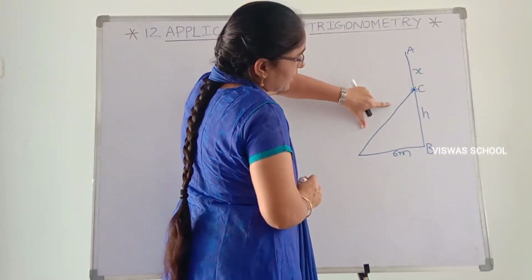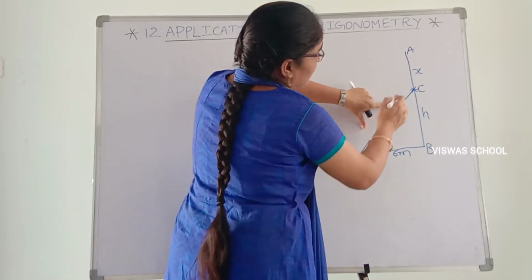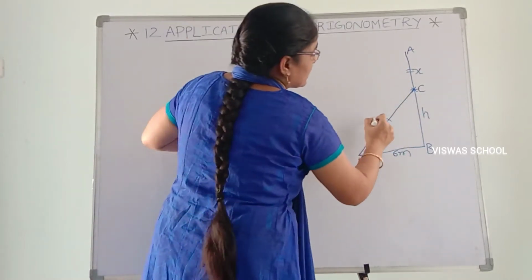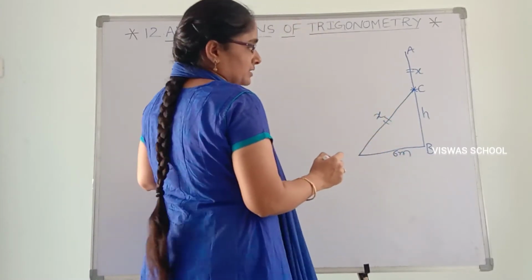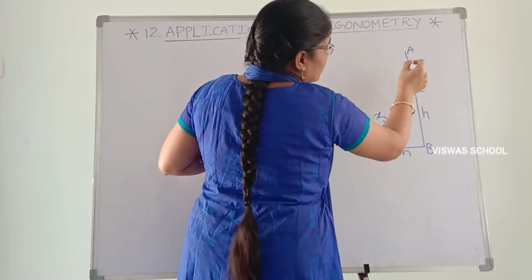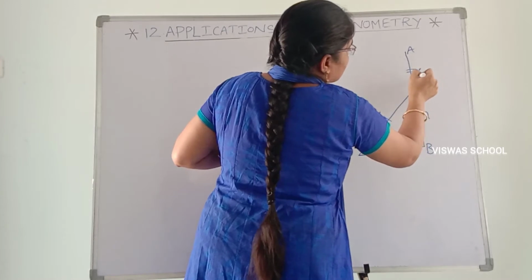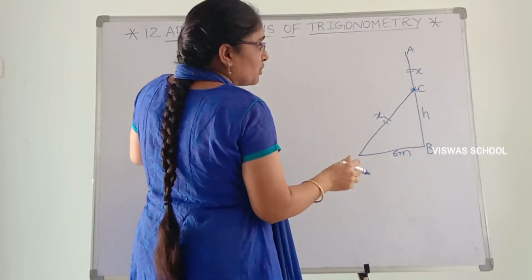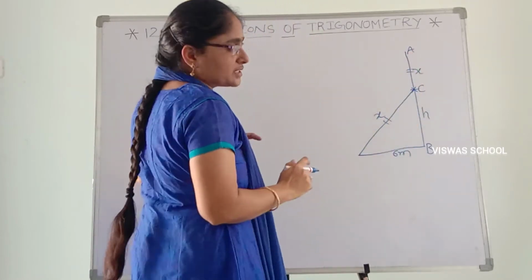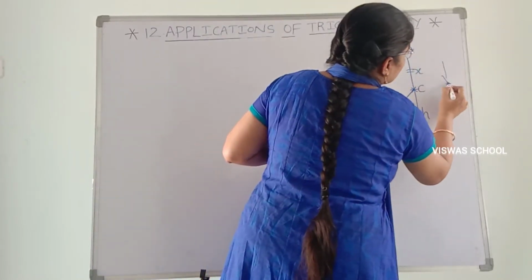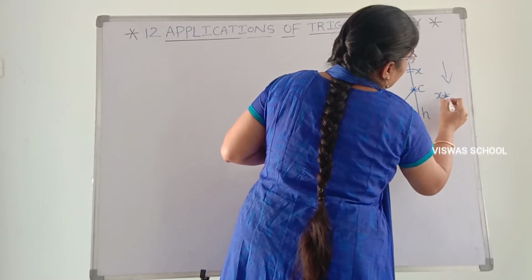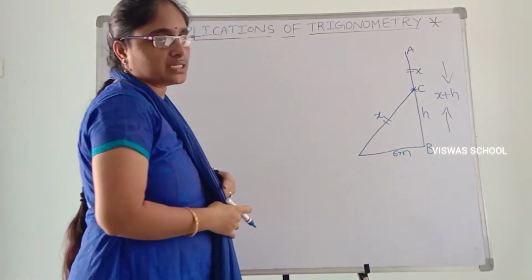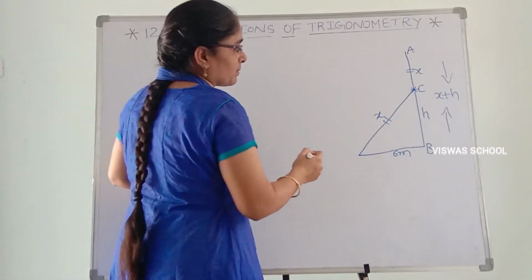And this bends and touches the ground. Then this part and this part, these two are equal. That is, this is also X only. Now here we are having AC, and this BC is H. We want to find the height of the tree. Height of the tree means this is X plus H. X plus H is the height of the tree.